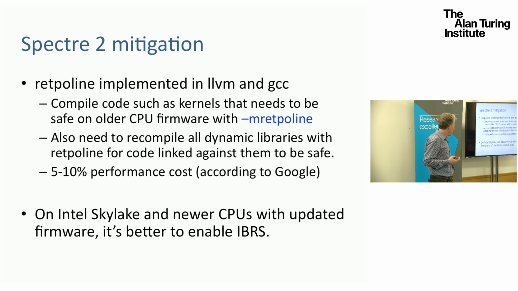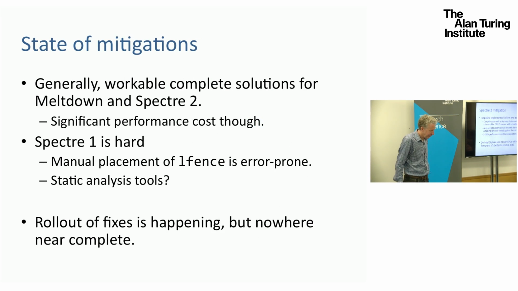So on new Intel CPUs, you're probably better to use the firmware updates and enable this restricted speculation mode. On older CPUs, you don't get a choice. They've already shipped. We've still got to keep running them. So this is a mitigation that works for that. So mitigations for this one. Generally speaking, this is a complete solution if you recompile everything. So this is pretty good.